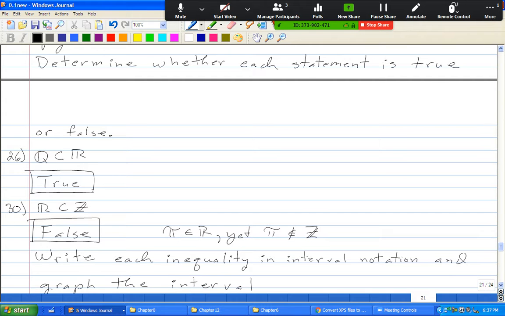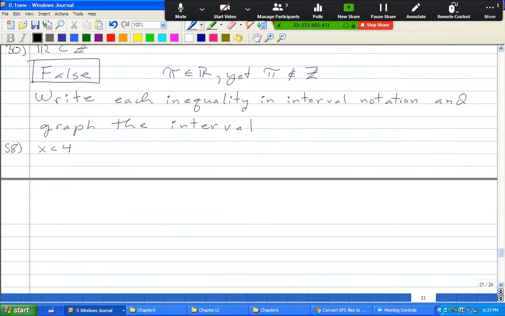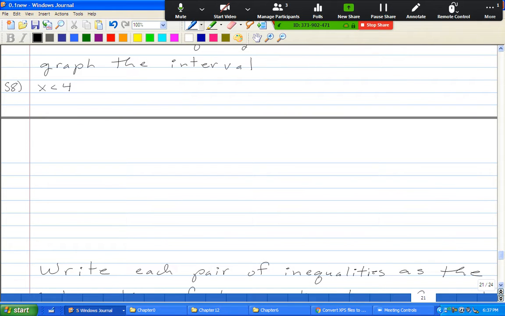Okay, let's do problem number 58. Write each inequality in interval notation and graph the interval. Okay, so let me graph this interval. Notice that this is in standard form. By that I mean an inequality is in standard form if the variable is on the left-hand side, no variable on the right-hand side, and you have some inequality symbol.